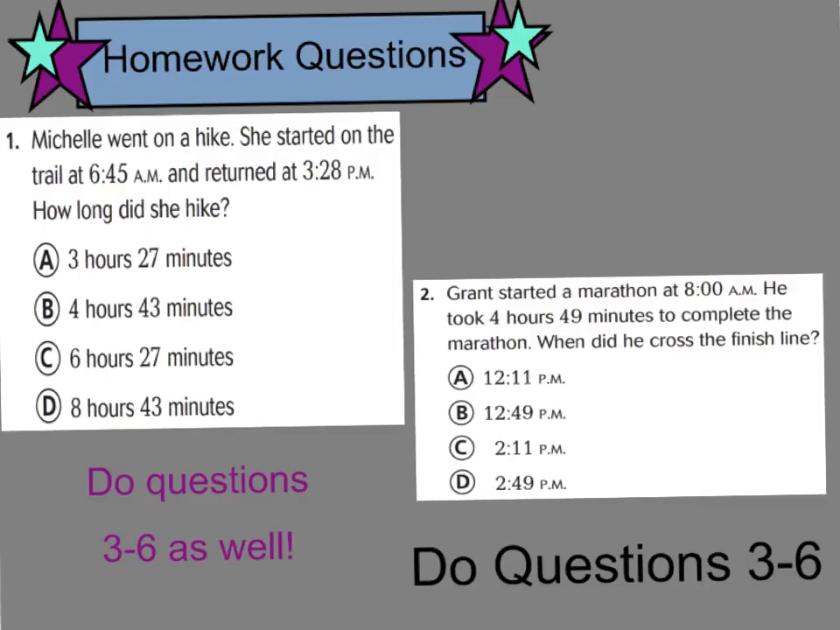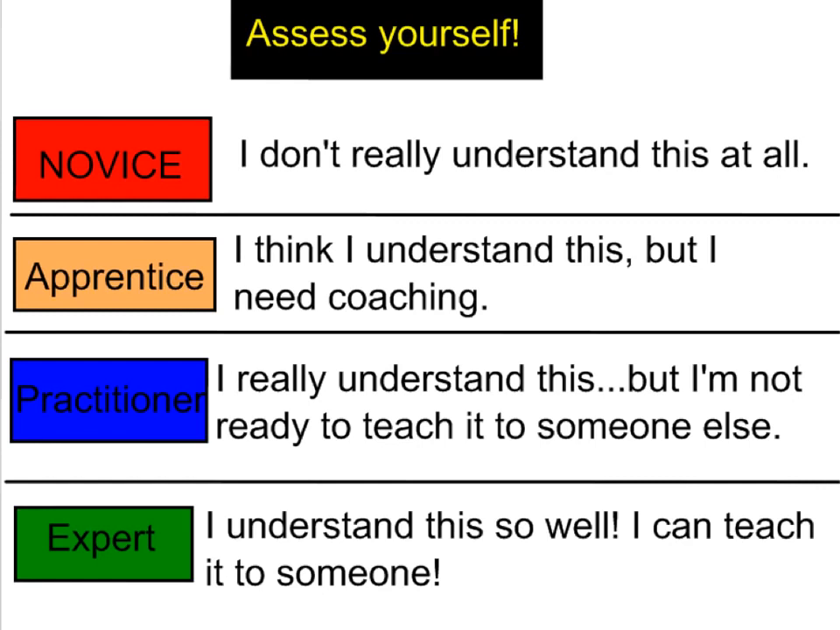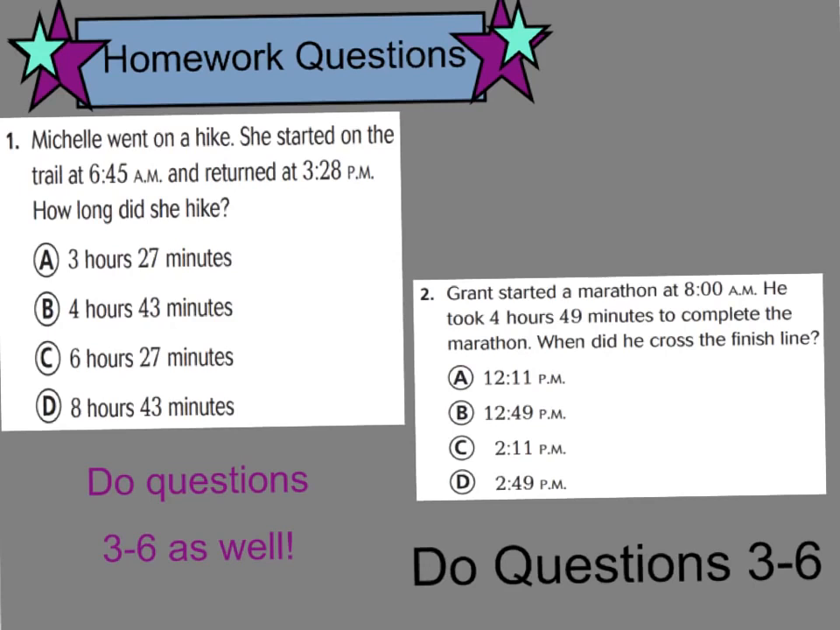Okay, so here are your 2 homework questions for tonight. Take a good look at question 1 and 2, read them carefully, show your work, and answer them. And at the top of the page, please assess yourself how you feel. If you feel like you're a level 1 for novice for elapsed time, or with measurement conversion with time, please write down 1 for novice, 2 for apprentice, 3 as practitioner, or 4 for expert. And we will check these homework questions tomorrow in class, and we will practice some more to get really good at elapsed time.